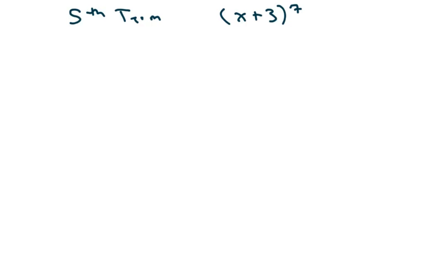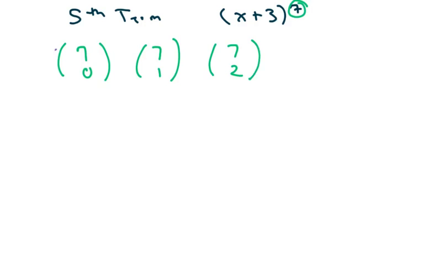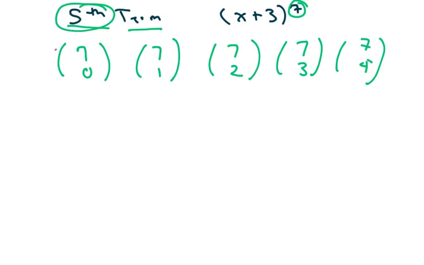If you've been doing the binomial theorem, you know the fifth term is going to look like this. This is the first term. We got 7, so our n is 7. So that would be 7, 0. 7, 1 would be the second term. 7, 2 would be the third term. Fourth term. And then fifth term. So the more you do this, when you look at the fifth term, this is going to be 1 less over here. So that's going to be 7, 4.